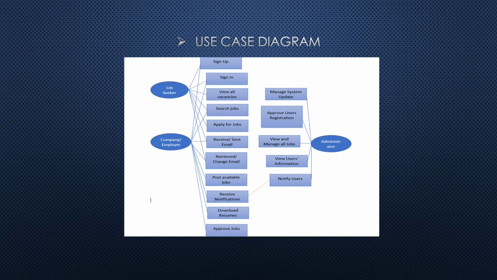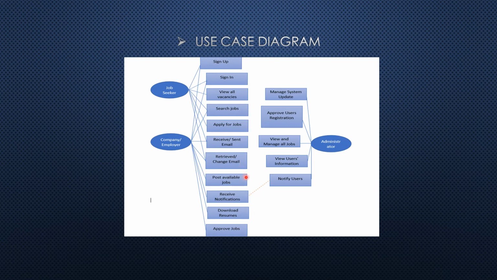Next slide is for use case diagram. Basically, on our left side there is job seeker and company which are primary users, and on our right side this is a secondary user which is an administrator. So first thing first is job seeker and company need to sign up and sign in into the system. Then the job seeker can view all vacancies available. Job seeker and company can search for jobs. Next, job seeker can apply for jobs they want. Then both job seeker and company can receive or send email. They can also retrieve or change their password.